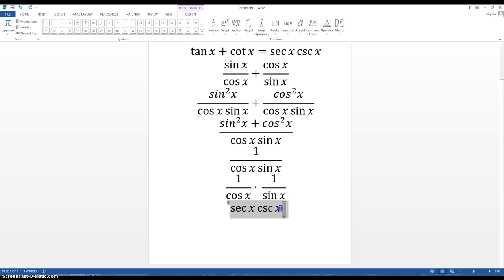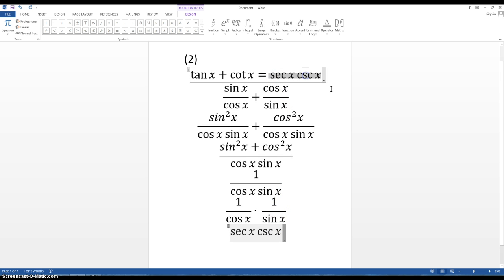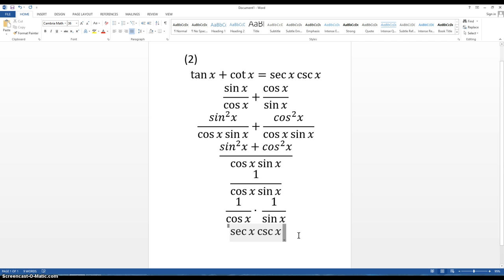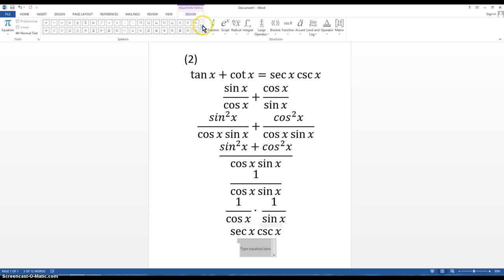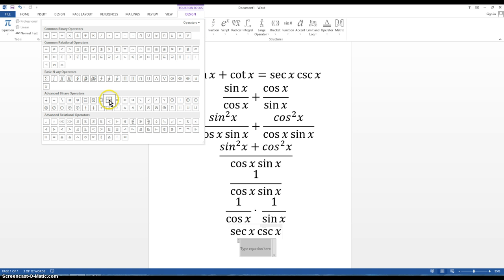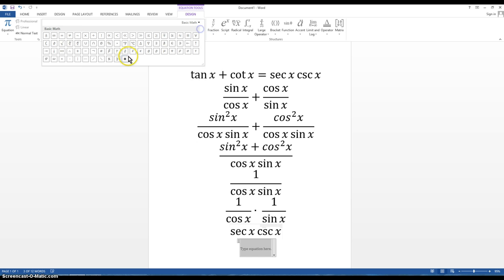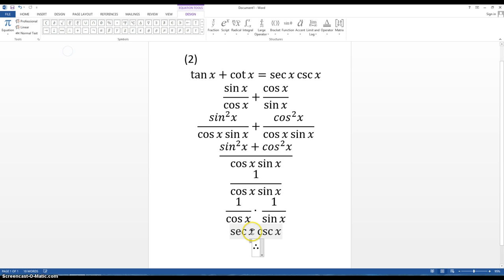Is this answer equivalent to what's supposed to be the answer from our original equation? I believe so. So our next part is to go ahead and conclude with the proper notation. So we will have, therefore, secant of x cosecant of x equals secant of x cosecant of x.